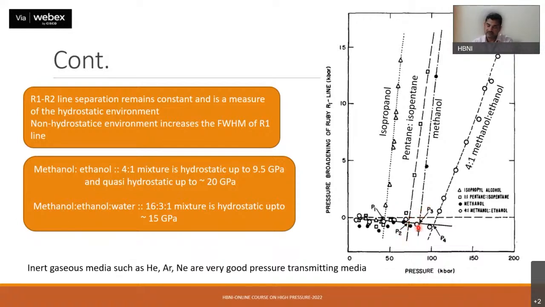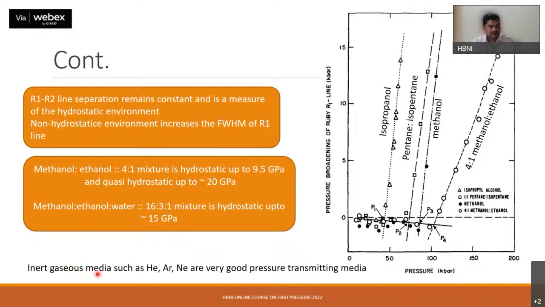Methanol is hydrostatic up to 8 GPa. And a 4:1 methanol-ethanol mixture is hydrostatic up to 9.5 GPa. Beyond 9.5 GPa it is quasi-hydrostatic, almost up to 20 GPa. One also uses a methanol-ethanol-water mixture in the ratio of 16:3:1, which is hydrostatic up to 15 GPa. So these are different mixtures of alcohols, pentane, isopentane, and methanol-ethanol-water. They are very easily usable hydrostatic media, a poor man's hydrostatic medium.